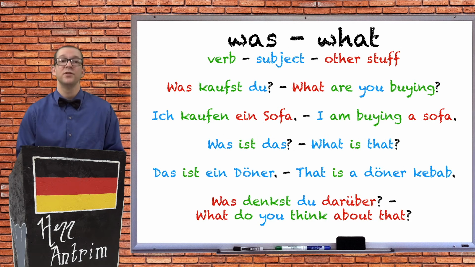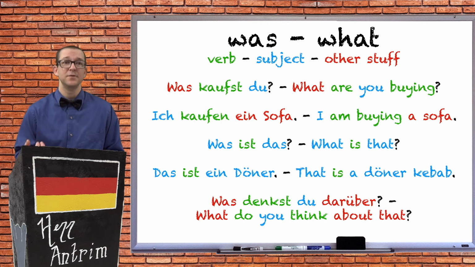The first question word you need to learn is was, which means what and is mostly used like it is in English. For example, Was kaufst du? What are you buying? Ich kaufe ein Sofa. I am buying a sofa. Was ist das? What is that? Das ist ein Döner. That's a Döner Kebab. Was denkst du darüber? What do you think about that?